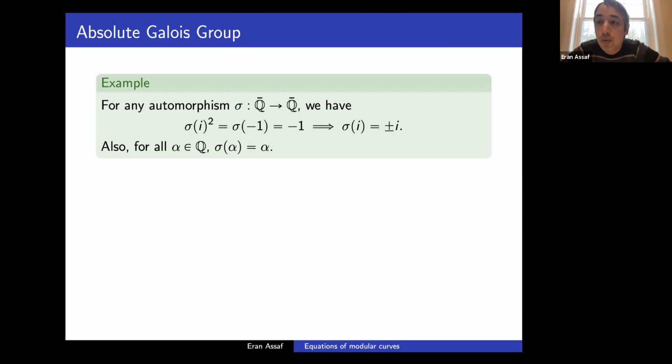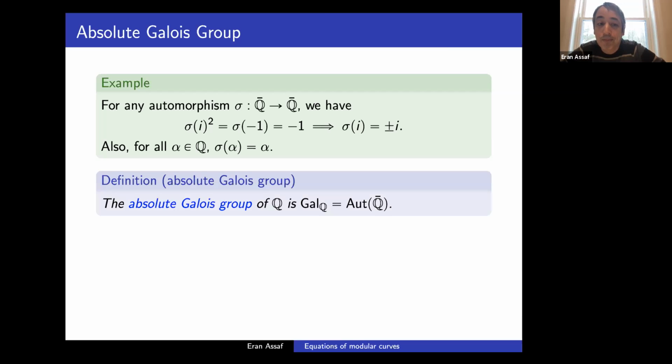But more importantly, suppose we look at i. We want to see what sigma does to i. So we know that sigma of i squared, because sigma preserves multiplication, is the same as sigma of minus 1, which is minus 1. So sigma of i must be one of the roots of minus 1, either plus or minus i. And quite more generally, if we have some algebraic number, then sigma takes it to one of its conjugates, one of the other roots of the same irreducible polynomial. So all these automorphisms form a group by composition, which is called the absolute Galois group of the rational field Q.